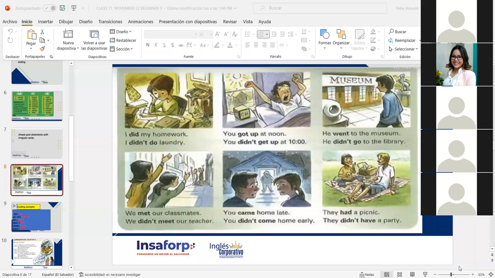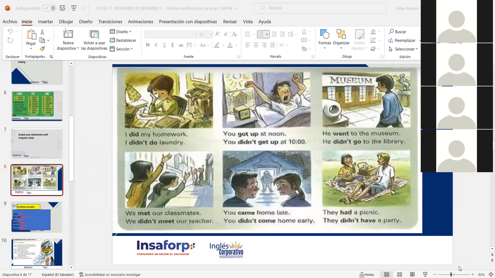Now, let me see. Elizabeth Campos, usted todavía no ha pasado, right? No, teacher. Okay. Elizabeth, usted va a ser affirmative. And Miguel Navarro, you are negative. Action. I did my homework. I didn't do laundry. You got up at noon. You didn't get up at 10 o'clock.